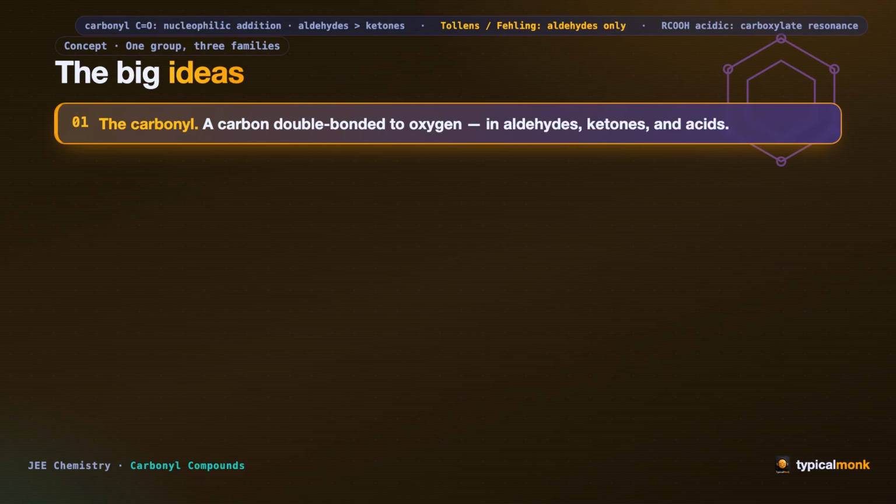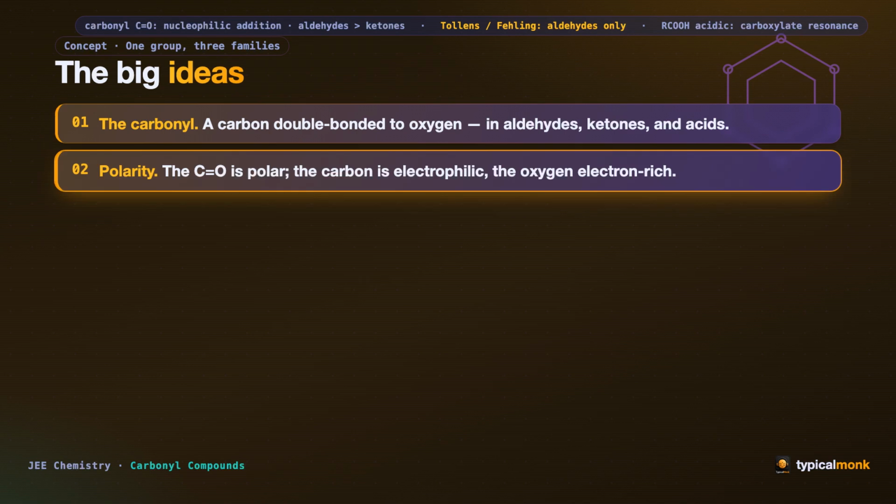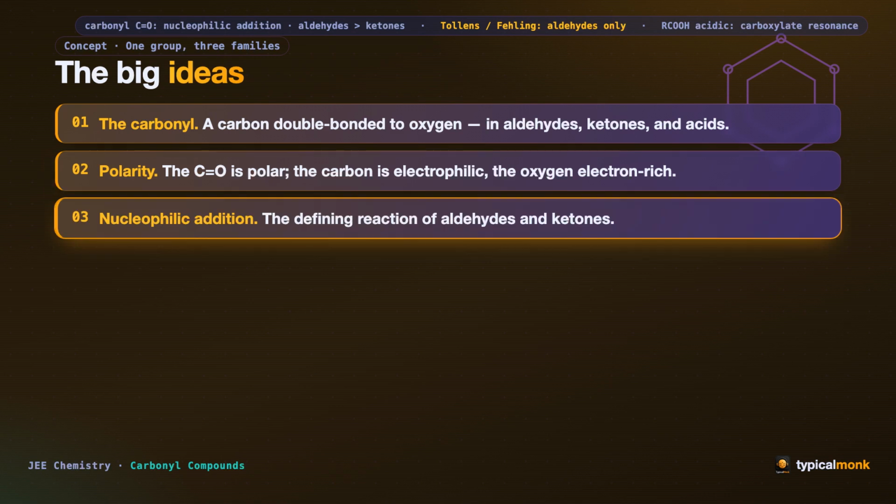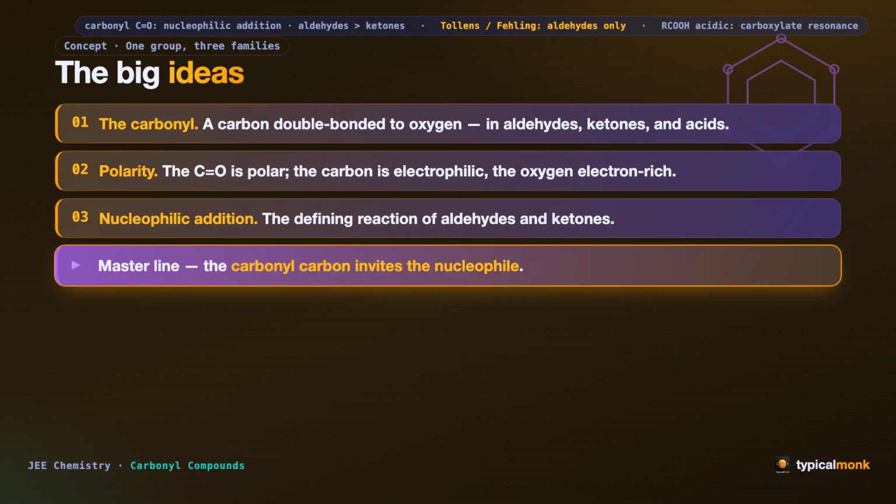The carbonyl, a carbon double bonded to oxygen, found in aldehydes, ketones, and acids. Polarity. The carbon-oxygen double bond is polar. The carbon is electrophilic, the oxygen electron-rich. Nucleophilic addition. This is the defining reaction of aldehydes and ketones. Master line. The carbon invites the nucleophile.